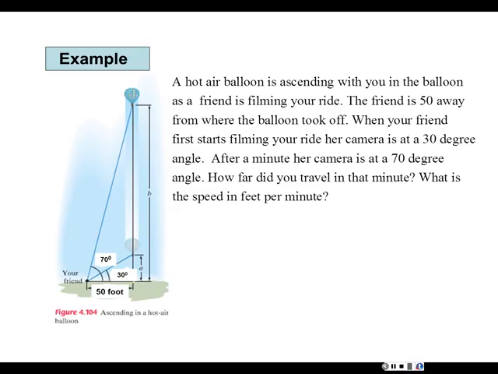Now tan 30 is 1 over square root 3. You can do it in the calculator as well. Now if you try to solve it, small a will be 50 over square root 3. How much is that? 50 over square root 3.